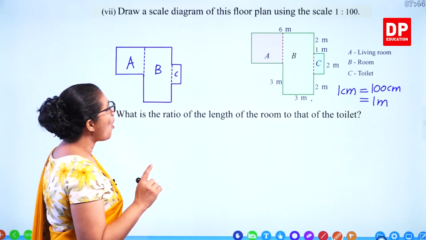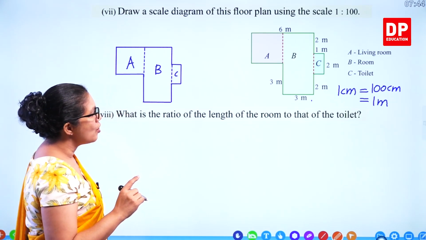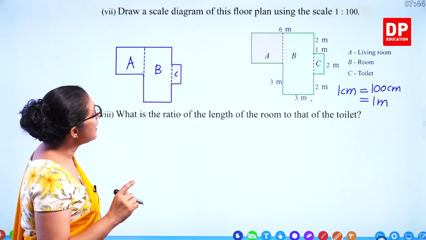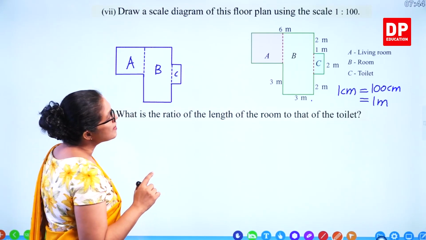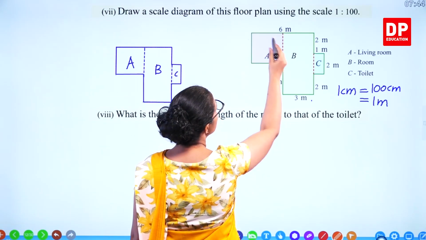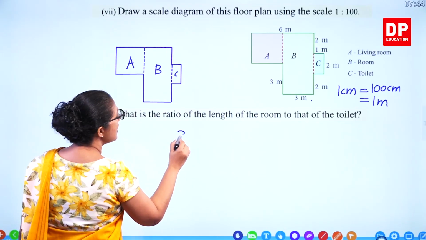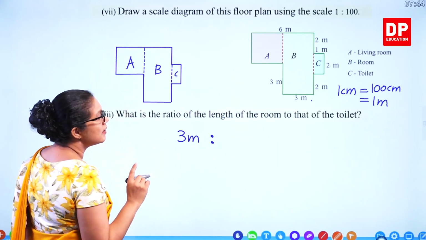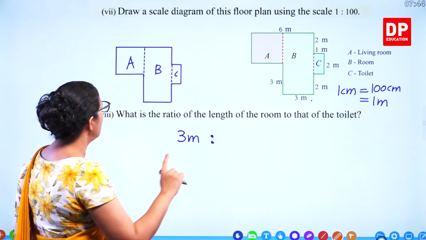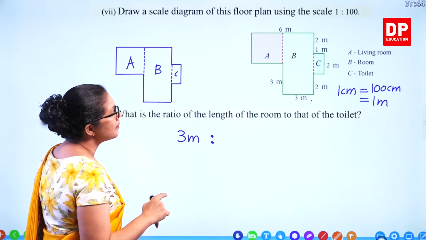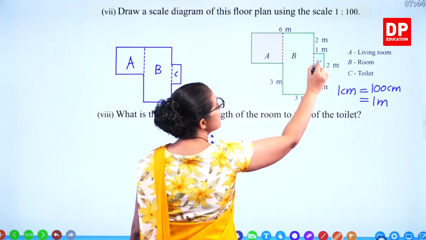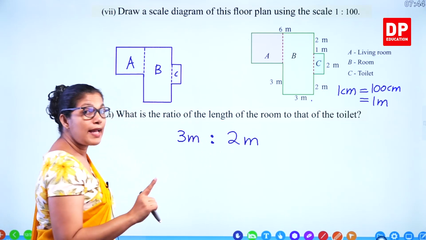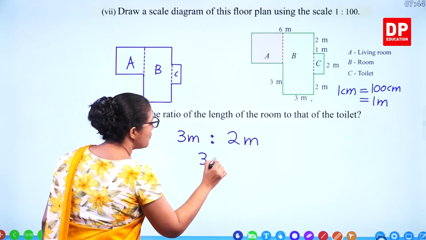What is the ratio of the length of the room to that of the toilet? So where's the room? Room is here. So the length of the room is 3 meters. What's the length of the toilet? Toilet, here the length is 2 meters. So both are in meters, so you can write 3 to 2.